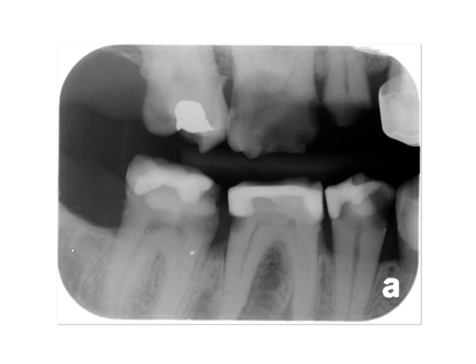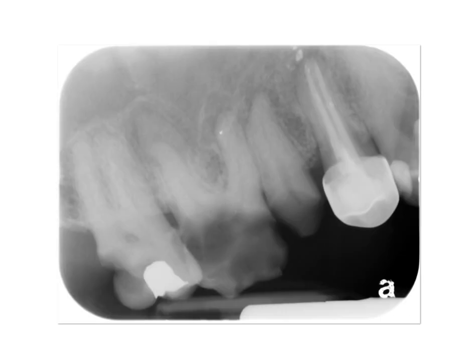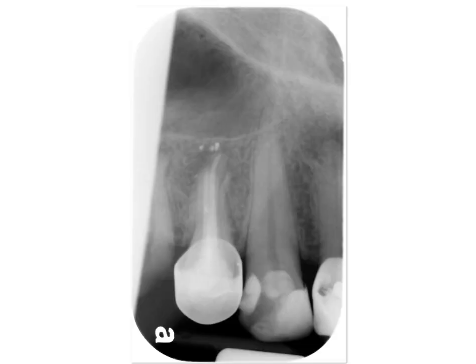This would be an extraction socket of tooth number 32. You can see the outline of the lamina dura. Looks like we've already seen that radiograph before. So again, here's the maxillary sinus, and that is the nasal aperture.